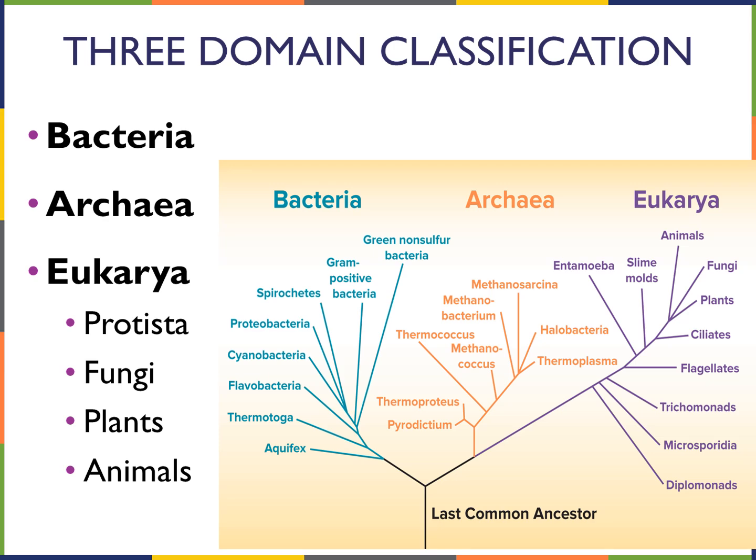So the domain on the far left, those are your bacteria. The domain in the middle, now we have the archaea that are included. And then if you look at the domain over on the far right, you have the eukarya, which is everything else, your plants, your animals, your fungi, and so on and so forth. Okay, so 5 kingdoms, 3 domains.